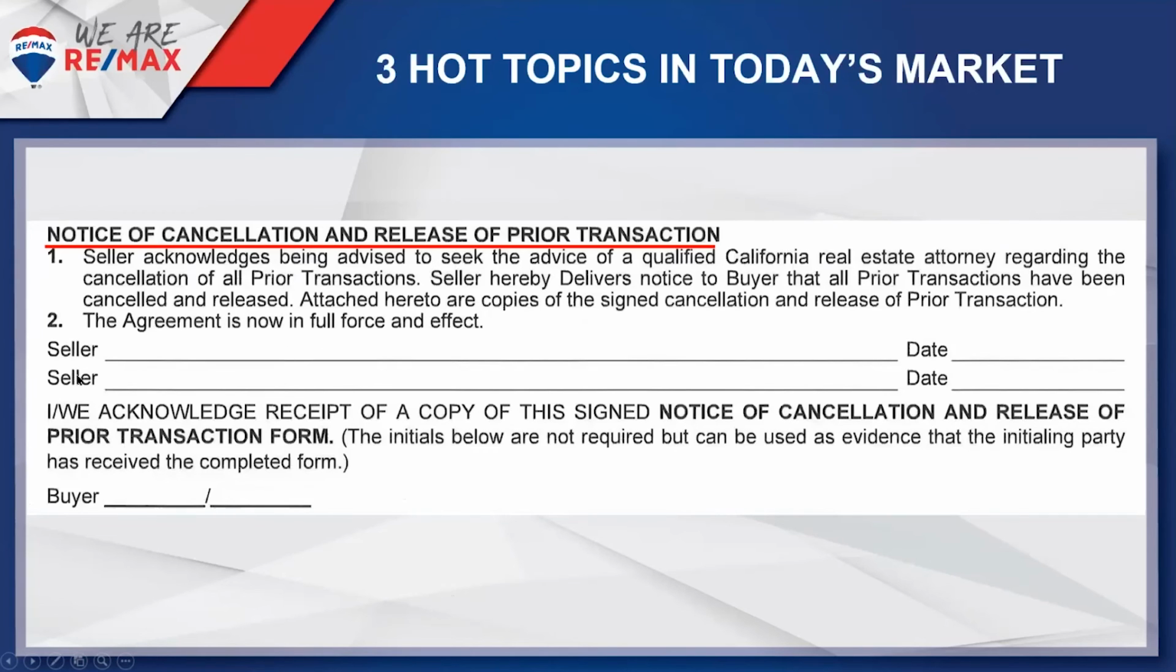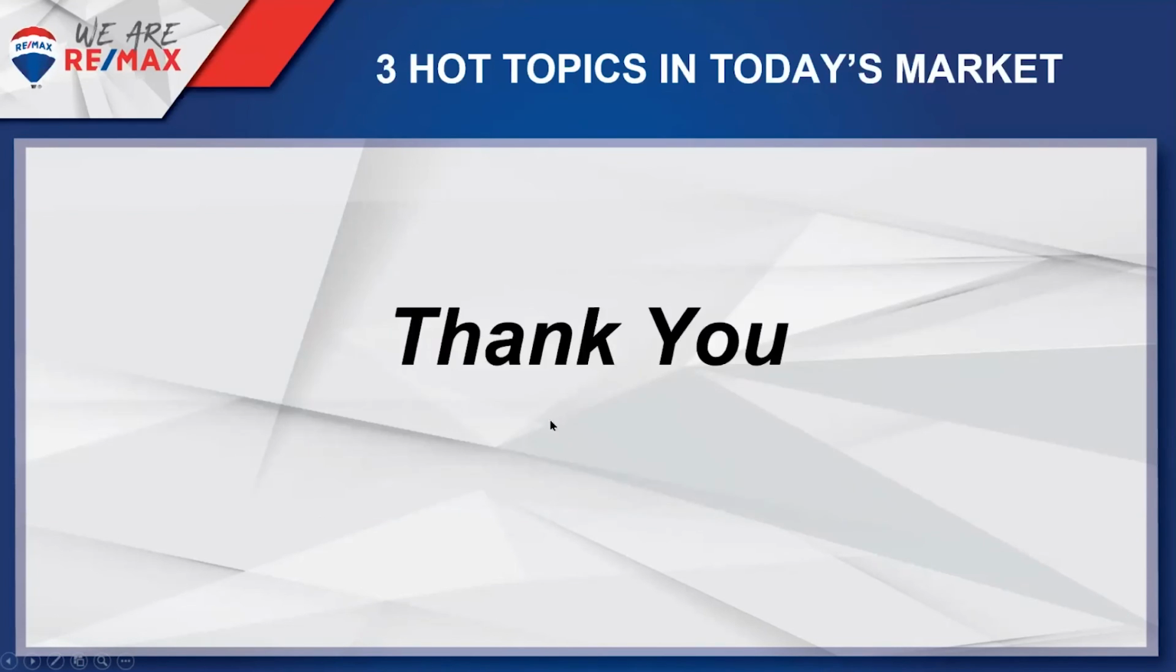And then the bottom of the form is a notice of cancellation and release of prior transaction. This is the notice of cancellation of the first offer. And so you can provide this to the buyer when you have the first offer canceled, and that makes this agreement now fully in effect. Hope that was pretty straightforward, everybody.